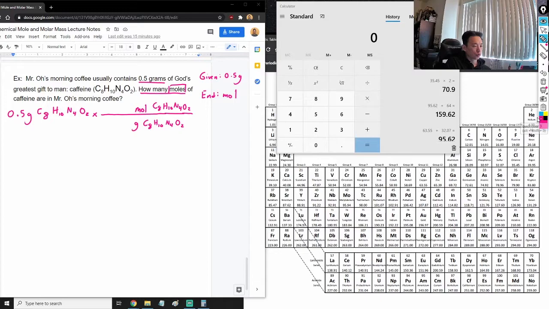Okay, so now we need to fill in the numbers for this fraction. So since we have grams and moles in the same fraction, that means we need to use molar mass. So whenever you see grams and moles on the same fraction, just know you're going to use molar mass. Okay, so what we're going to do is find the molar mass of this chemical right here for caffeine.